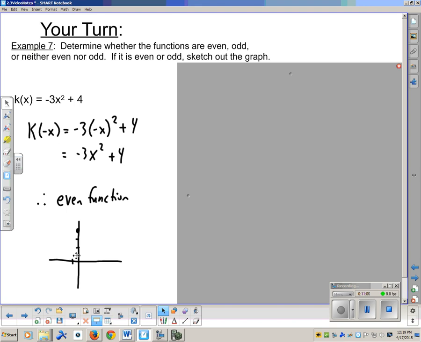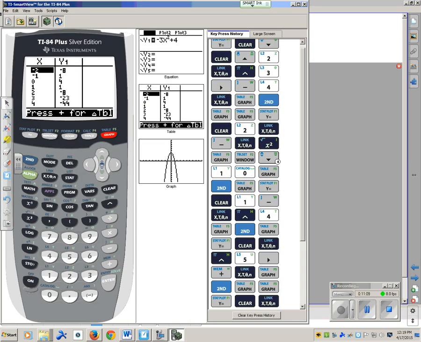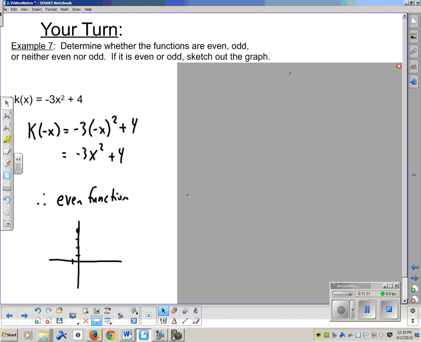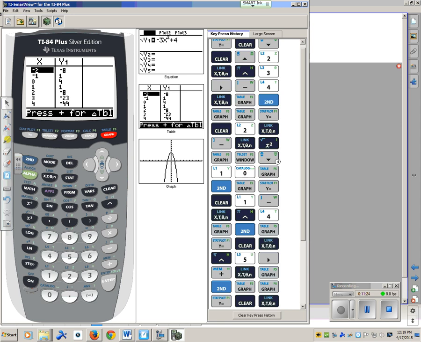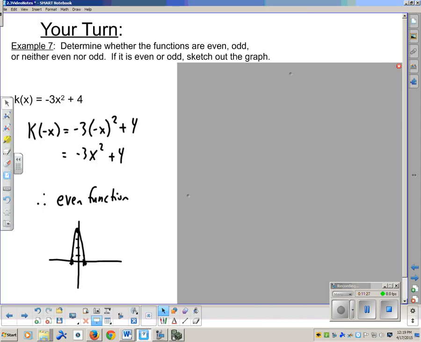So I'm going to go back to my graph here. Negative 1, 1, and 1, 1. So there I have my graph there. So thinking about that, remember if it's even then it's got to be symmetric to the y-axis. Well, the line of symmetry ends up being right there, so it's definitely symmetric to the y-axis there.